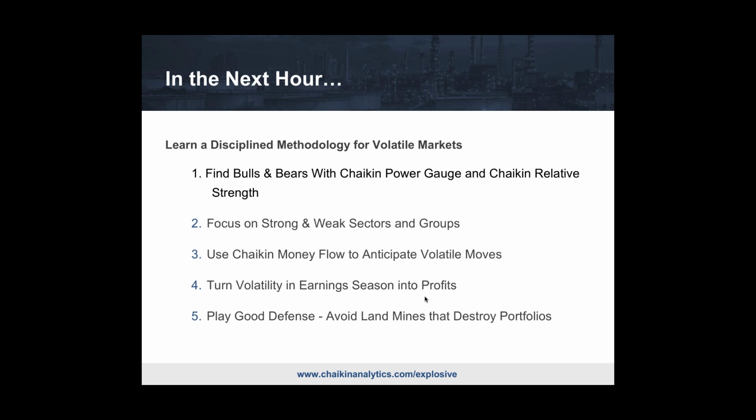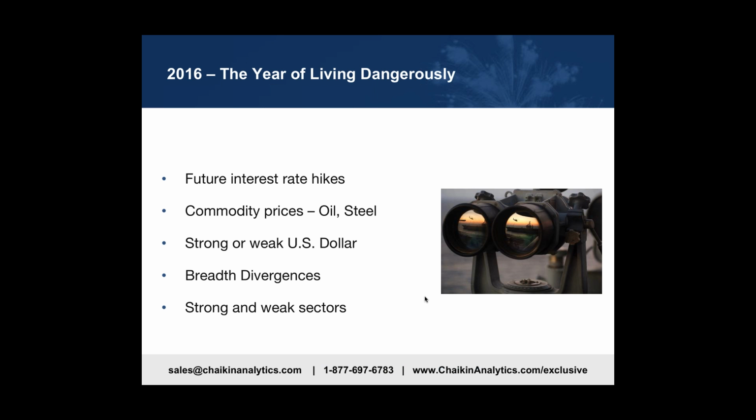The poster child for that, sadly, is Dennis Gartman, who gets over $30,000 a year for his market letter. No knock on Dennis. I wish I could get $30,000 a year for my market letter, but Dennis has gotten it wrong more times than the New York Mets. And he's on there all the time. You just have to have a filter. And what's your filter? Well, you're going to learn about that in the next hour. You're going to learn about a disciplined methodology that you can use in volatile markets. It's a 5-step methodology, and it works in normal markets, but it's absolutely critical in volatile markets.